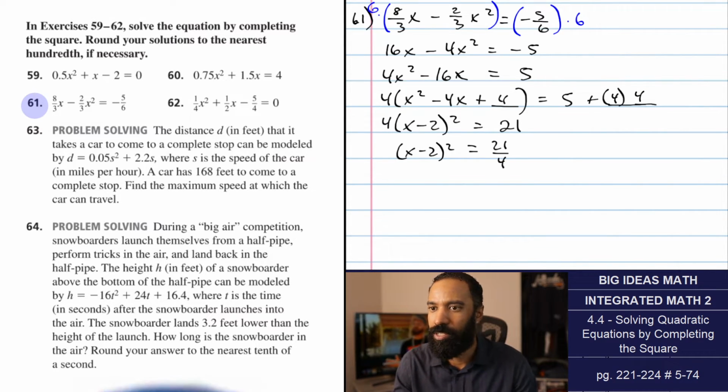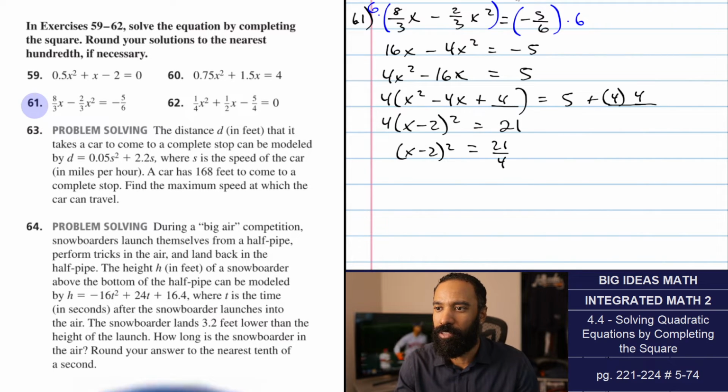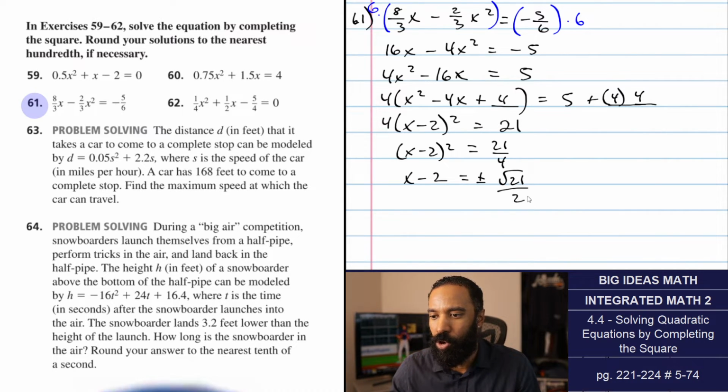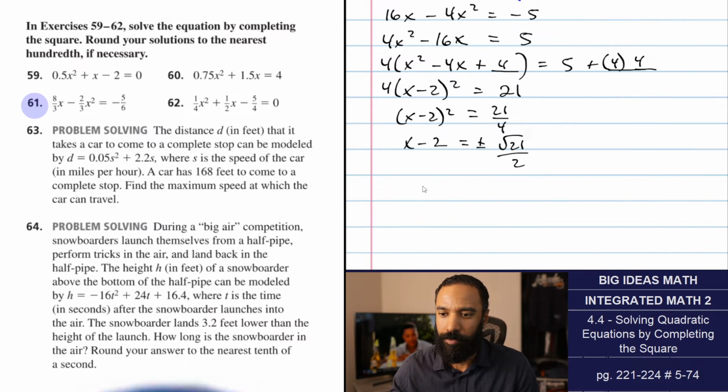Shoot, I have to figure out what just happened here. Let me finish this problem. Take the square root of both sides. X minus 2 is plus or minus the square root of 21 over the square root of 4, which is 2. Now we add 2 to both sides, and we get 2 plus or minus the square root of 21 over 2.